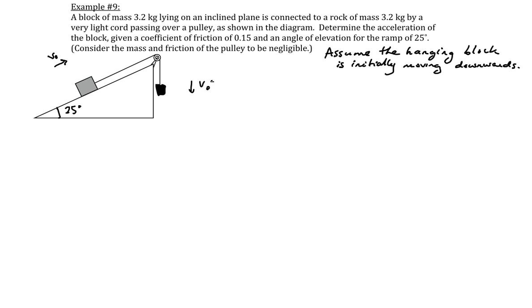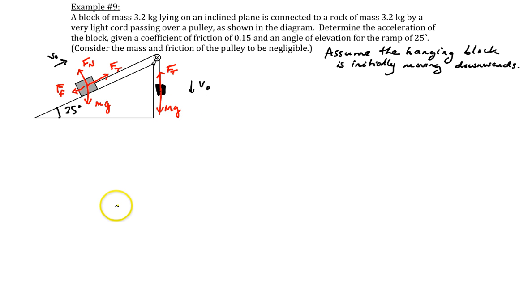Okay, so solving this problem, the first thing we're going to do is draw a free body diagram for both the block on the inclined plane and the hanging block. So let's go ahead and do that. For the mass on the inclined plane, we have a force of gravity, mg. We have a normal force. We have a tension. And then we have friction moving in the opposite direction that it's sliding, so going down the ramp. For the rock that's hanging here, we have the tension, and then we have the weight, mg, going down as well. And both of them have the same mass.